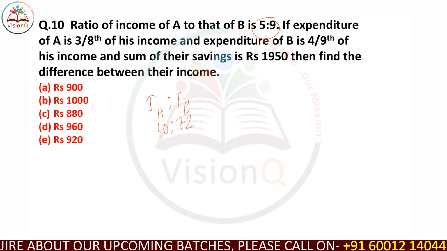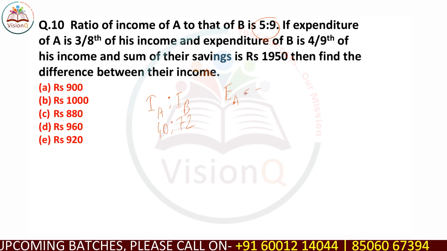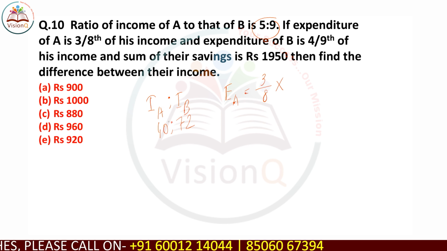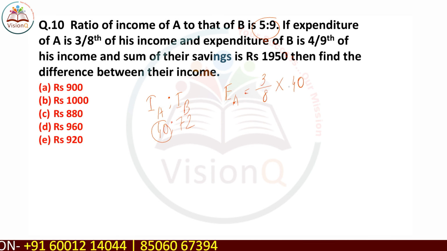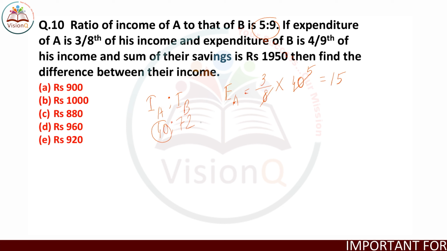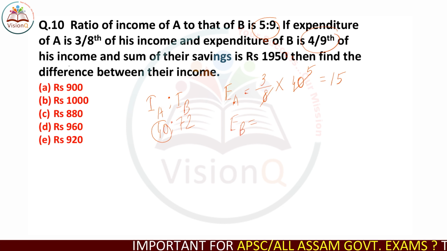Next it is given that expenditure of A is 3 by 8 of the income of A, which is 40. So, expenditure of A will be how much? 8 5s are 40 and 3 into 5 is 15. So, the expense of A is 15 as per ratio, and the expenditure of B is given to be how much? 4 by 9 of his income.